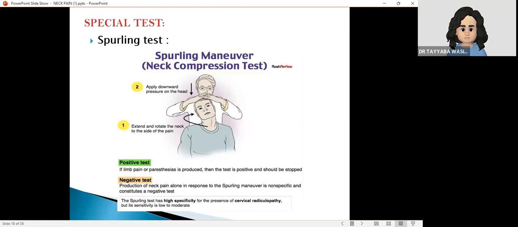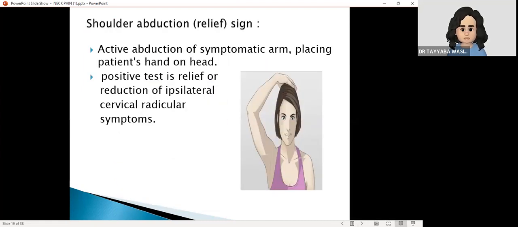Next is the shoulder abduction sign. Here we ask the patient to place the symptomatic arm, the upper limb that is painful, on the head, and we ask for any relief of the symptoms. If the patient feels that the symptoms have been relieved, this test is positive. This is known as the relief sign.